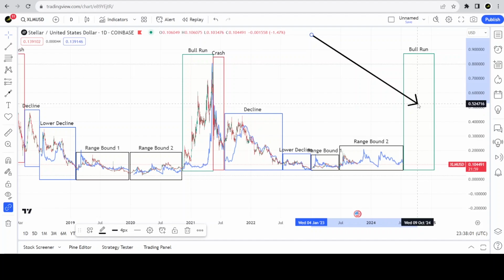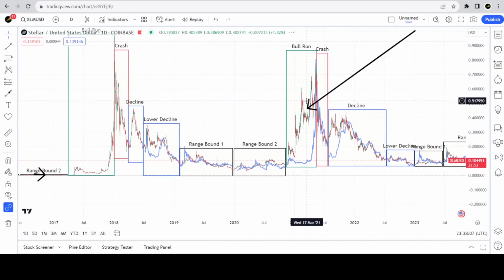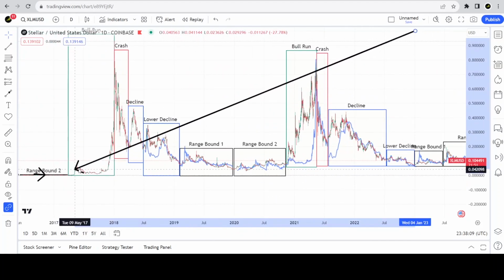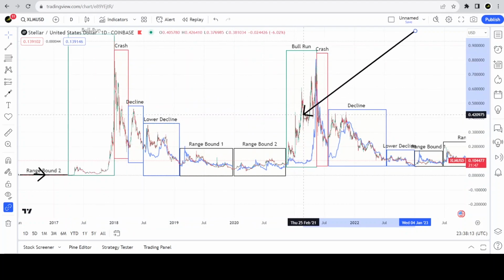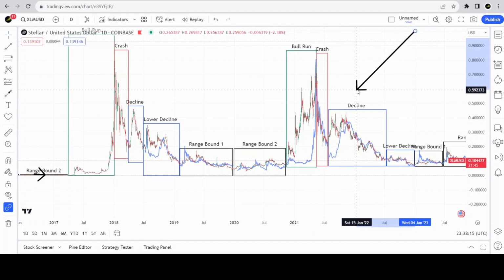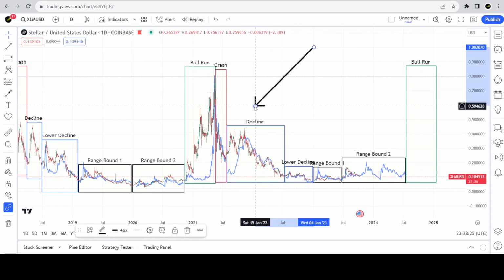Now, how this bull run plays out, we'll have to see. We have two different renditions of this bull run structure, this one and this one. So this one kind of goes flat and then zooms up, whereas this one kind of works its way up straight from the beginning. Anyways, that is a brief overview of what the XLM chart is doing and what we should expect in the coming days.